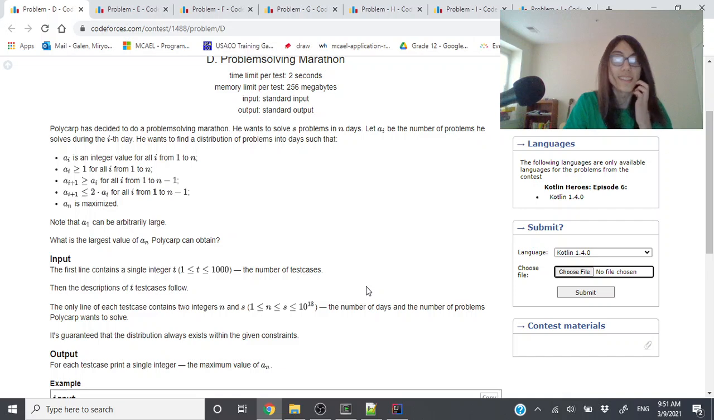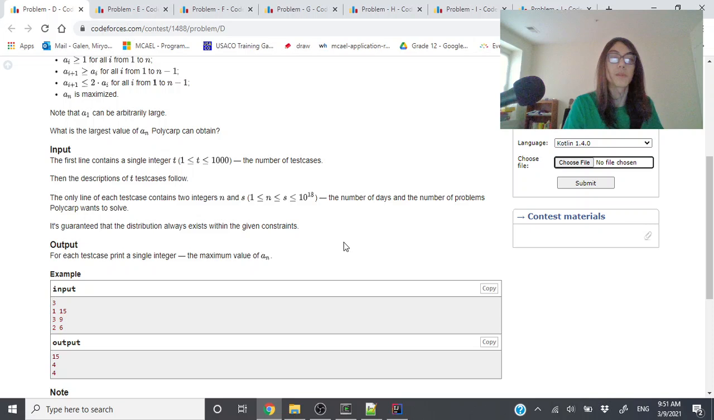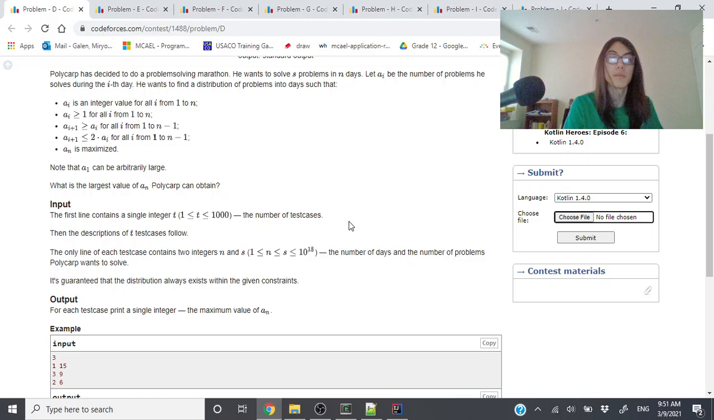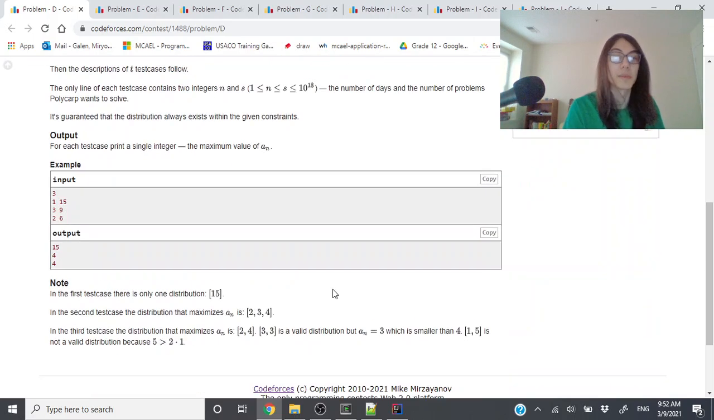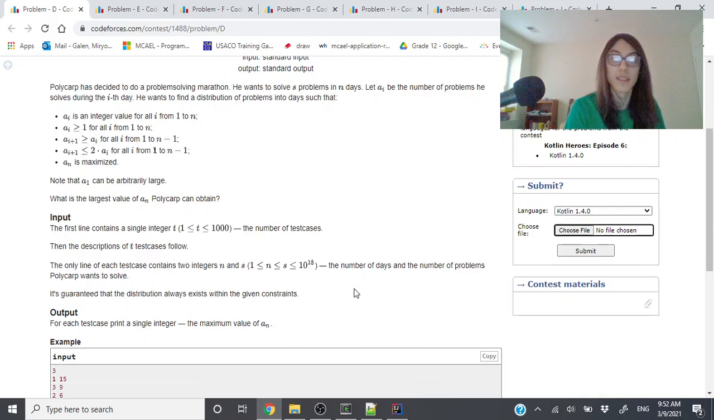Alright. So a_i is an integer value for all i from 1 to n. a_i is greater than or equal to 1. It's non-increasing, so it's reverse sorted. And each thing is within 2 times the next value. Wait, no, it's greater than. So it's sorted, but it's also within 2 times as much. Okay, so we want to give as little as possible to everything else, but we want to give it all to a_n. Is that the idea? I guess that would be the idea.